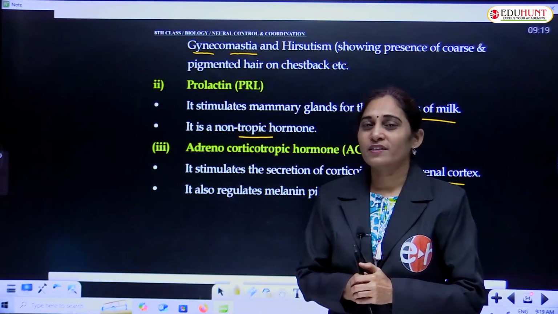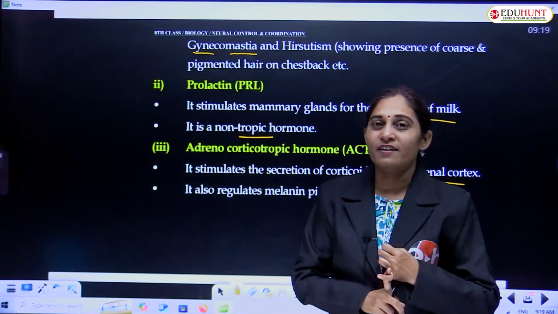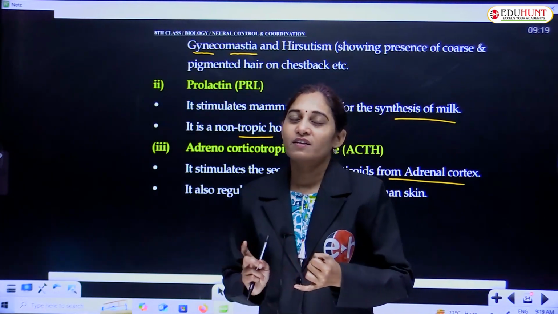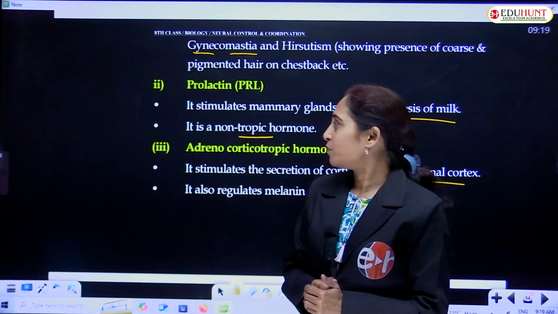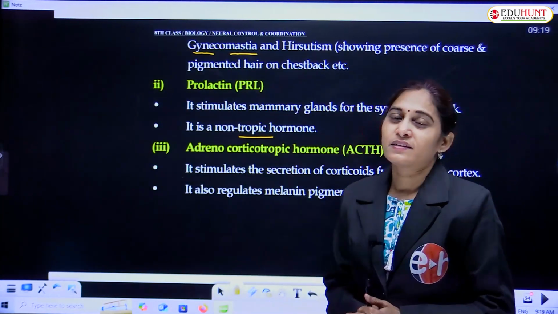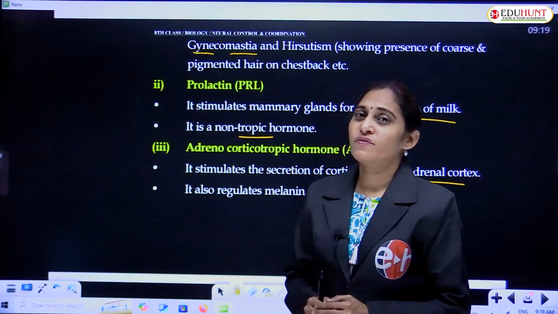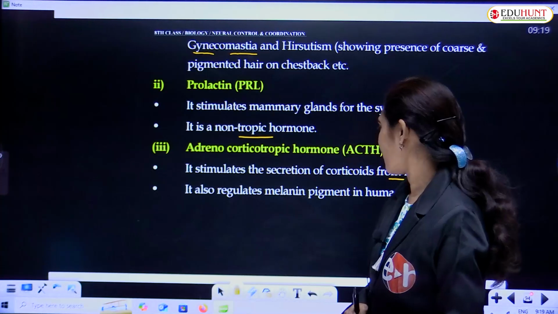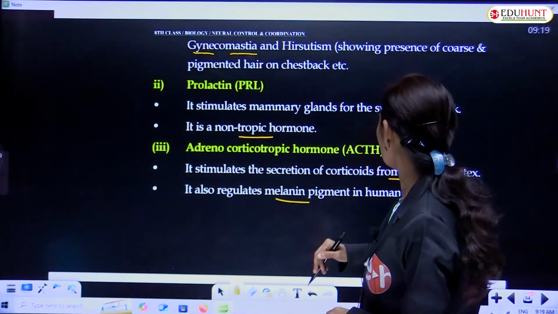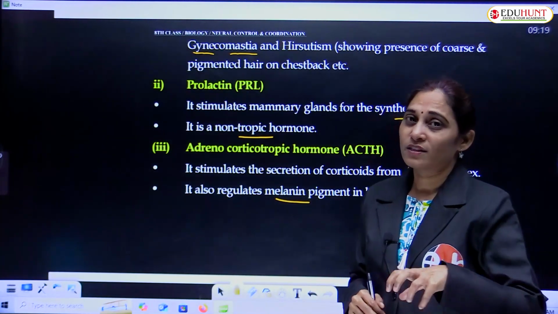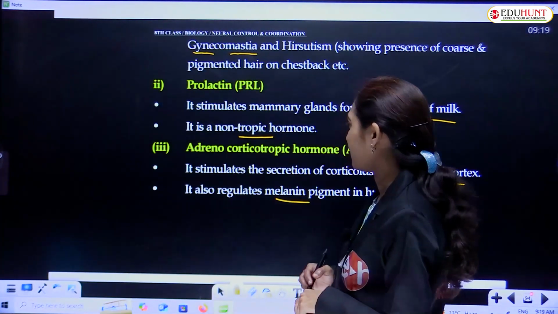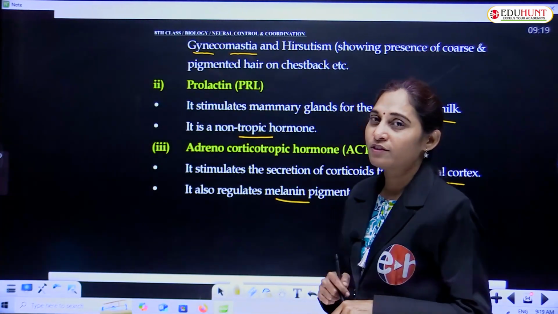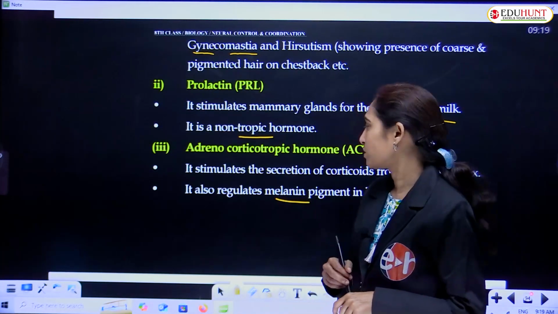This is also related to genes and to the environment, so we will see that in genetics. But up to here, it is responsible for pigment synthesis, that is melanin, in humans. It controls the release of melanin pigment in the human skin, which is stimulated by the adrenocorticotropic hormone.